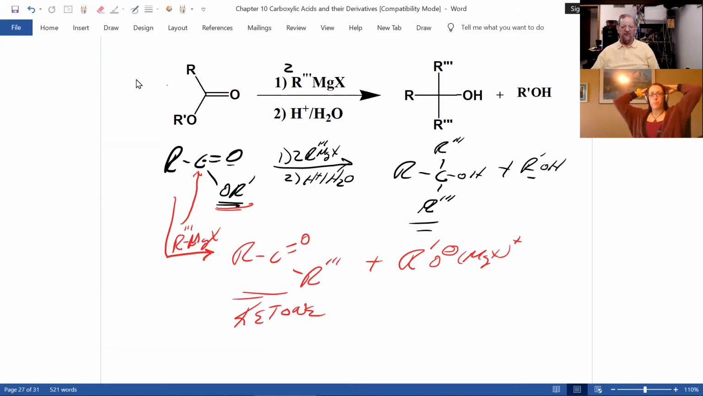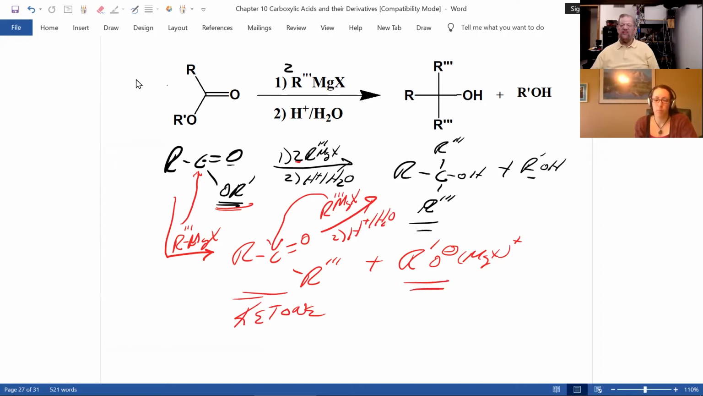And notice I have 2 Grignards, and the second one reacts. Second step, acid and water, and you'll get this alcohol. Now this is the conjugate base of an alcohol, a strong base, and if I add acid and water, I'll get back my alcohol. And that's how you get the 2 R triple primes on the same carbon. And that's how Grignard works.